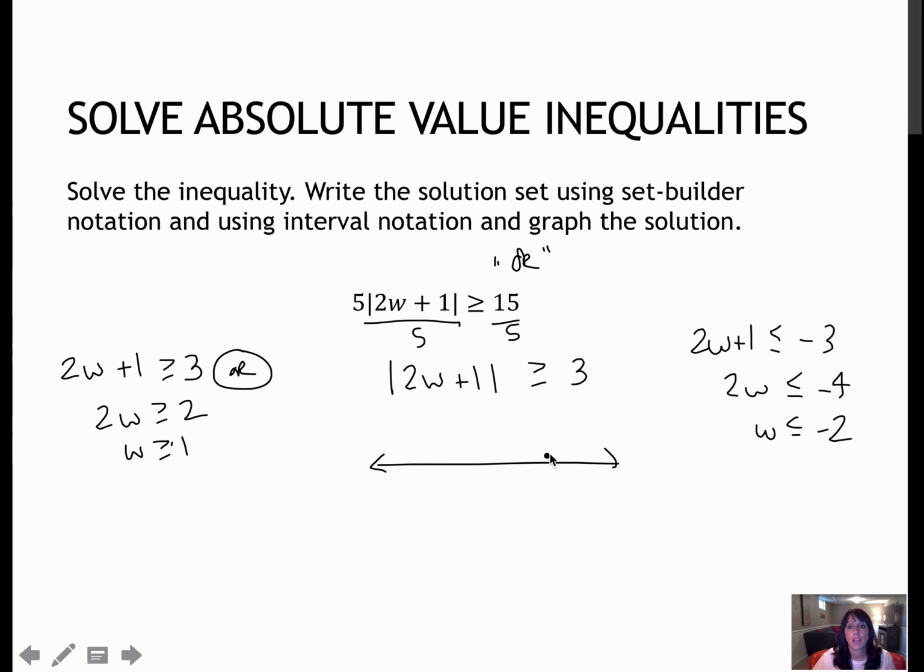Graphing that, at 1 would be a closed dot shaded right, at negative 2 would be a closed dot shaded left, and then of course in interval notation it would be negative infinity to negative 2, union 1 up to infinity.